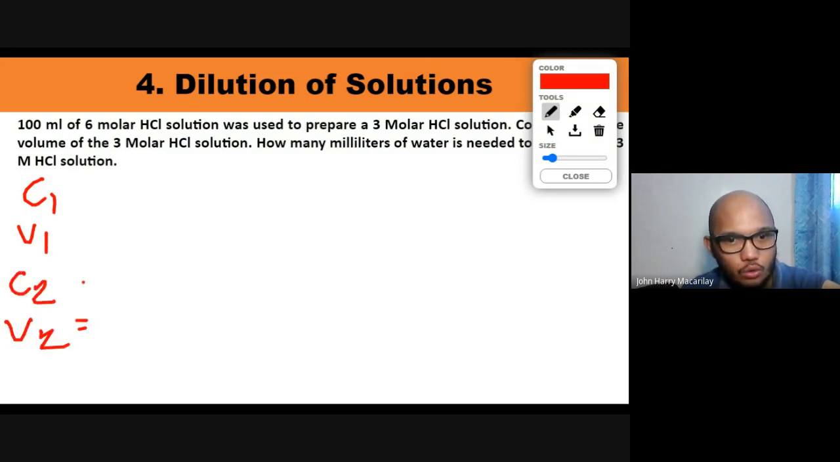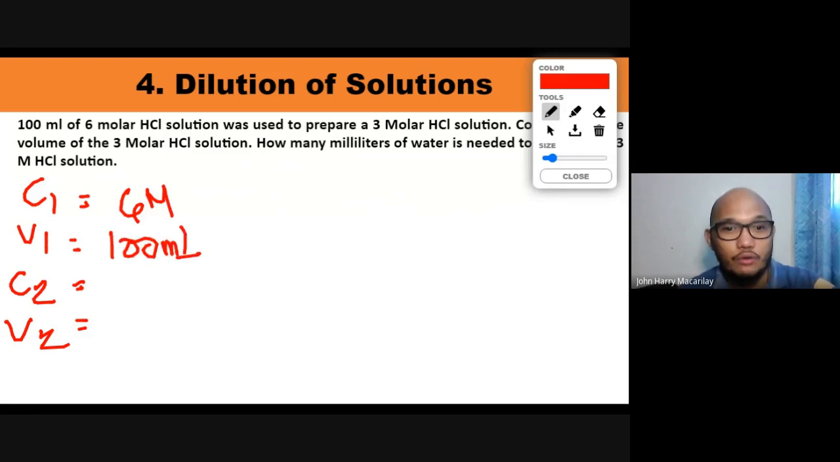So what is our clue here? C1 will always have the higher concentration since this is our initial concentration, and V1 is our initial volume. C2 is our final concentration, and V2 is our final volume. So we have 6 molar, or 6M. Our V1, or initial volume, is equivalent to 100 ml. And then our final concentration is 3 molar. What's missing is the final volume and the volume of your water. Before we determine the volume of water, we have to determine the final volume of the 3 molar solution.